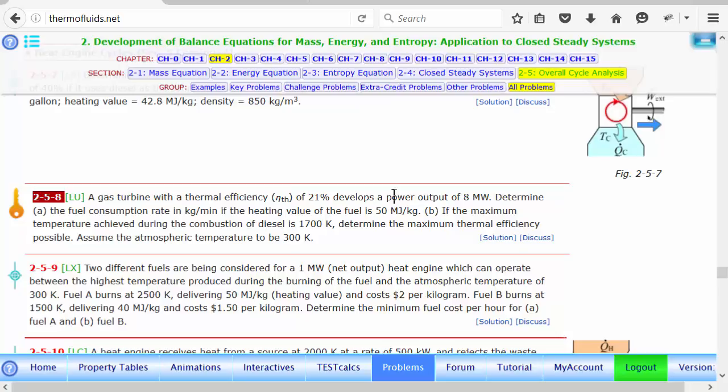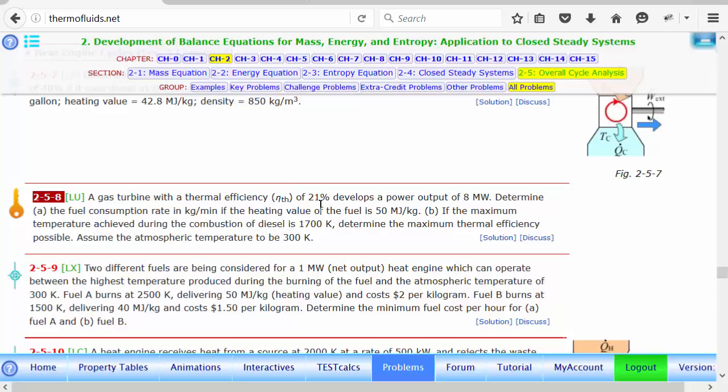So the question is, how much fuel do we need to produce 8 megawatt of power? If you take 8 megawatt of power and divide by 0.21, of course we need more heat than the power produced by the engine, so we get 38.09. You can just calculate that: 8 divided by 0.21 is 38.09.